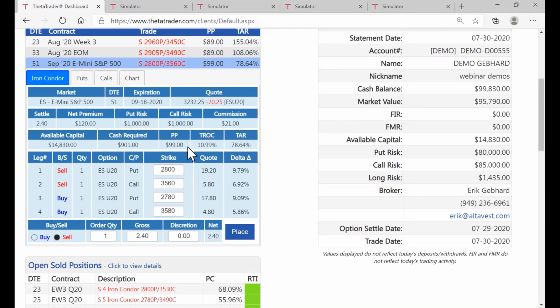Now, here's one thing I get often in terms of question. It requires $900 to place this trade, and you're looking to make $100 maximum. So why would you risk 900 to make 100? Okay, here is the answer.